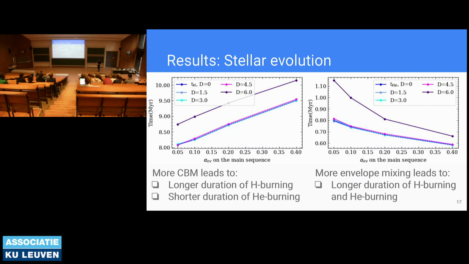And also if we have more envelope mixing, this leads to longer duration of both hydrogen and helium burning, because in both cases, we can tap into the reservoir that's above the core. So while normally you would only burn what is inside your core, the envelope mixing gives us access to everything that's above the core, which means we have more fuel, so my burning lifetime increases again. But again, this is only mainly visible for the highest amount of envelope mixing.